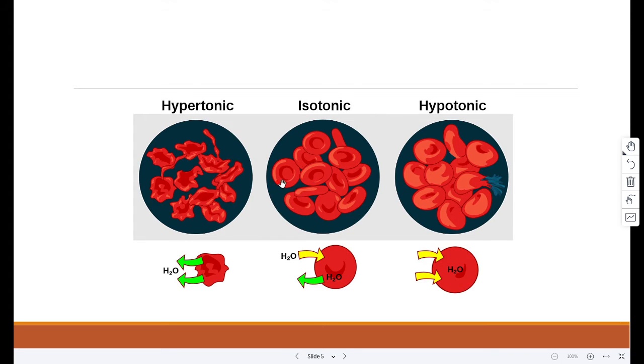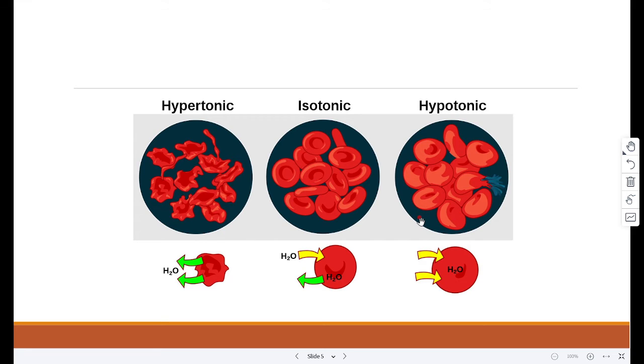Then we have the isotonic state. The isotonic state is basically where the water potential outside and inside the cell is the same. Then we have the hypotonic situation. This situation happens when there is little water concentration inside the cell and more water concentration outside the cell.